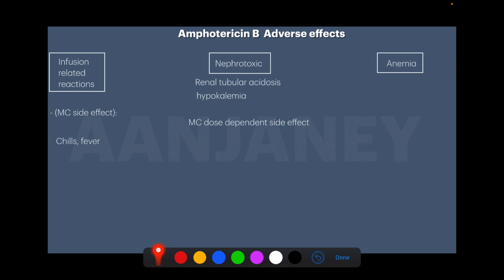Now how are we going to be protected from these side effects? So we developed a mechanism like this: this is amphotericin B and let's say this is the renal tubule.